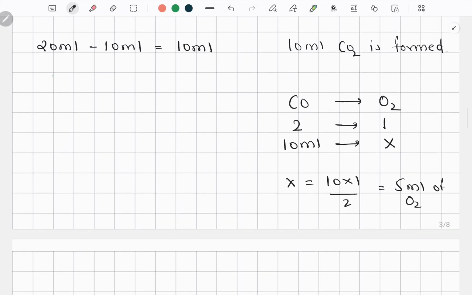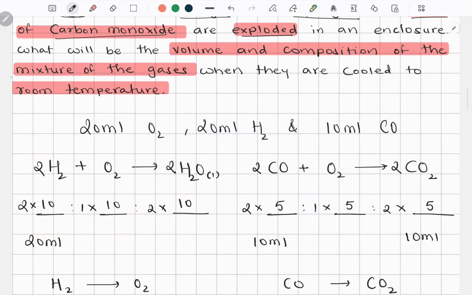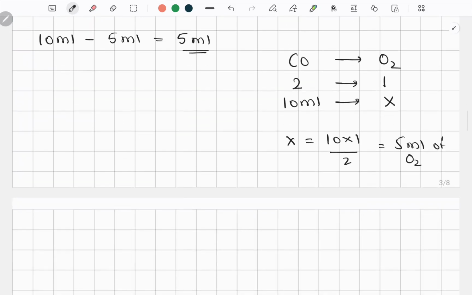So 20 ml of oxygen was used previously. After it remained 10, from 10, 5 ml of oxygen again reacted. So 5 ml of oxygen is left behind, and 10 ml of CO2 is formed. Finally, they are asking for the volume and composition of the mixture of gases when they are cooled to room temperature. So it would be 5 ml of O2 and 10 ml of CO2 left.